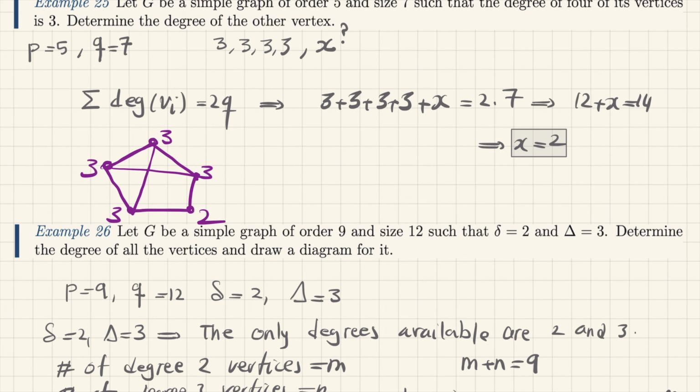So first of all, how many vertices do I need? Let me change my color. I need 9. So let me put 1, 2, 3, 4, 5, 6, 7, 8, 9. But be careful, you have to respect this delta, and you need to have 12 edges. I found a trick to do that.